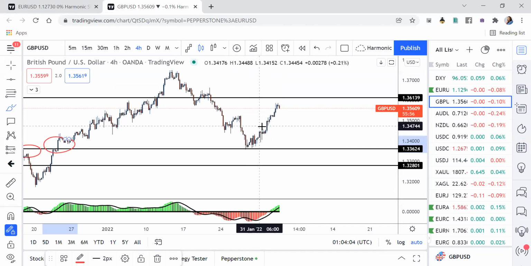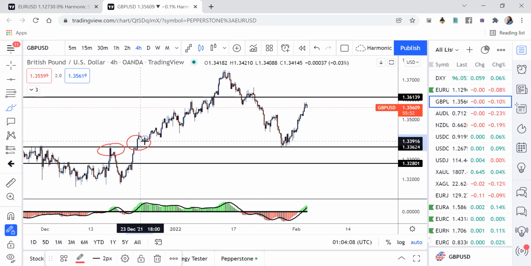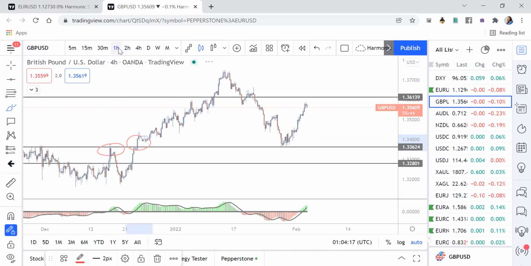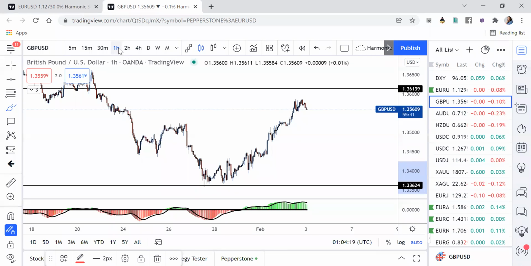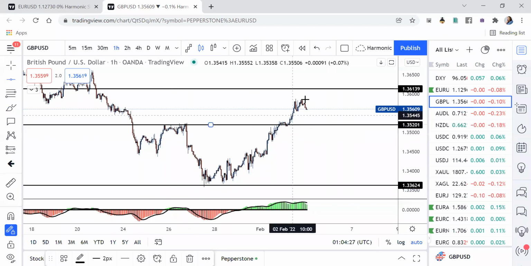So I can't find the structure on the 4-hour time frame, but the 4-hour time frame gave me the bigger picture. It showed me that I had a break of structure here, retest, and price pushed up. So let's drop down to the 1-hour time frame. The 1-hour time frame is telling me that the last mountaintop was here, right? And we had a break to the upside there.